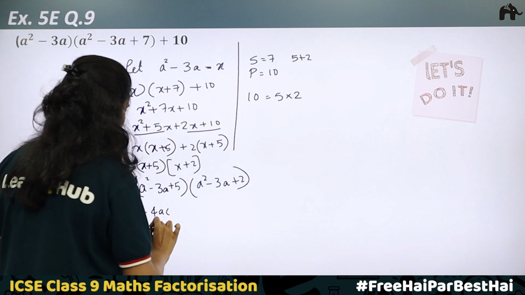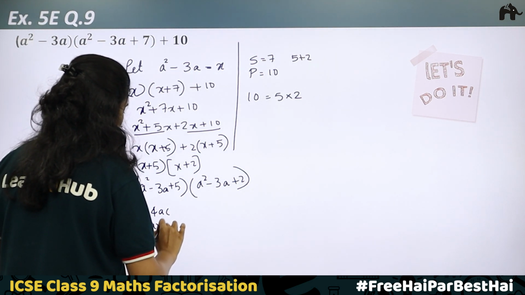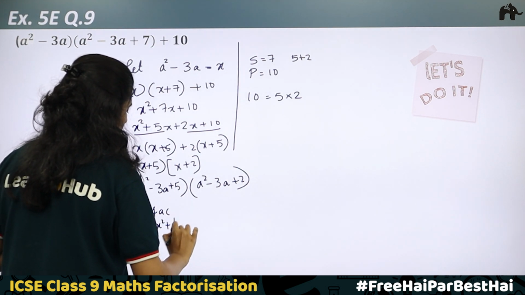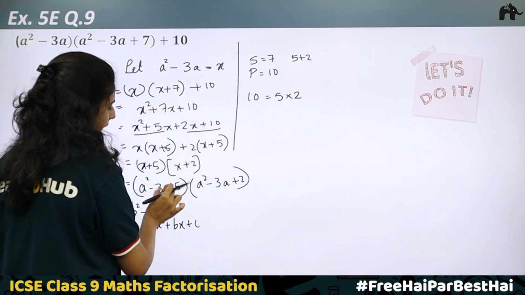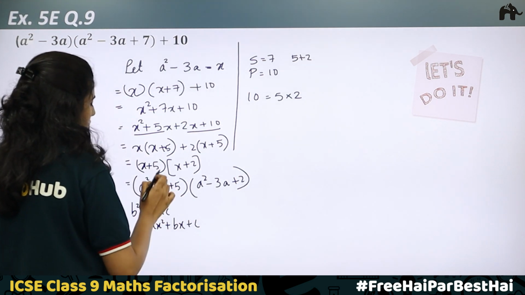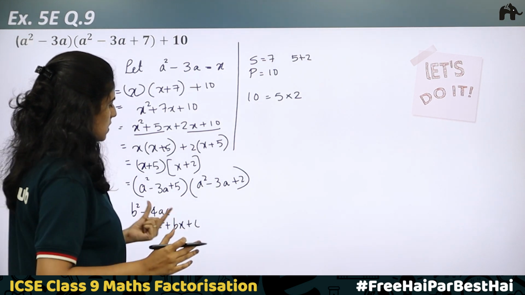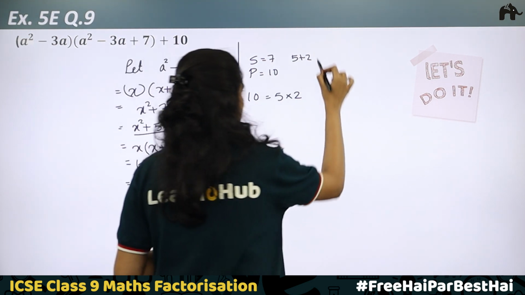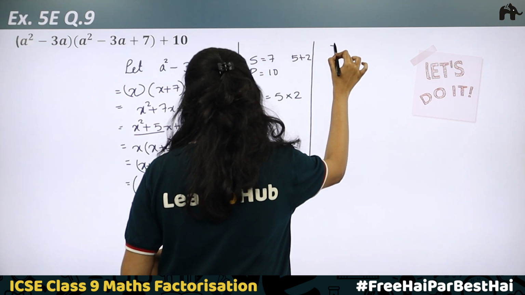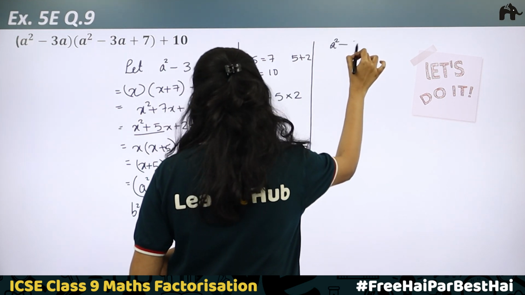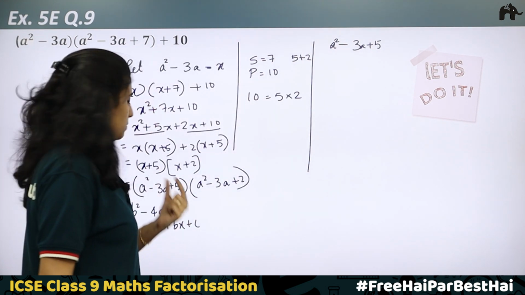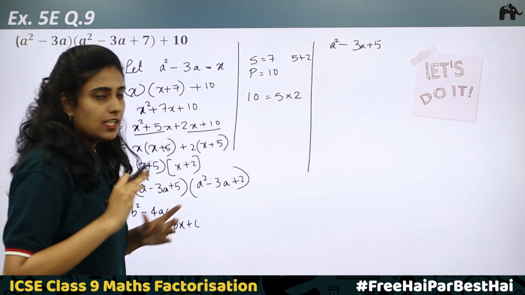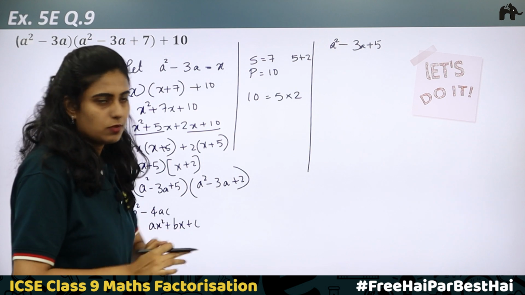So here the expression is in the form ax square plus bx plus c. In place of x here we have a. Okay. So now we have to find b square minus 4ac. So first part we'll take a square minus 3a plus 5. If you are getting this discriminant value b square minus 4ac greater than 0, then further factorization will be possible.